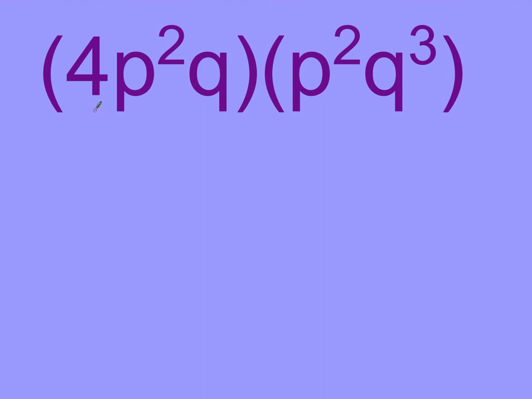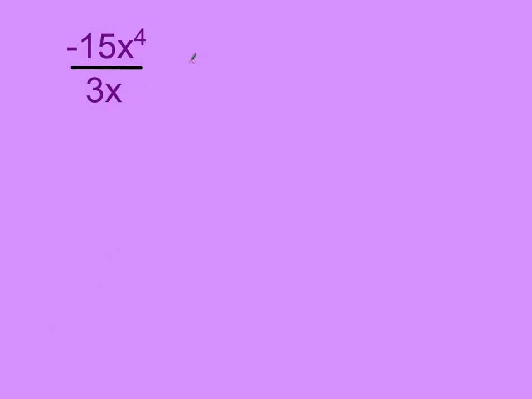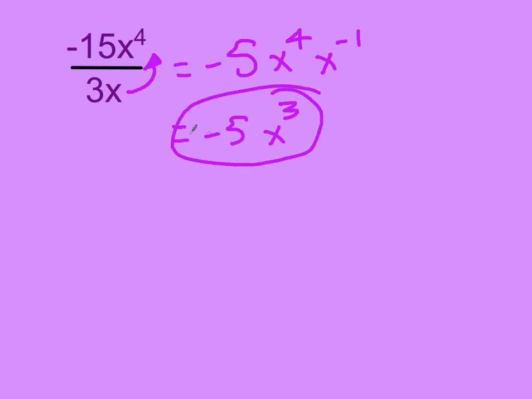Okay, another example similar to the last one, you get 4. The p's, you add the exponents, p to the 4th. Q, you add the exponents. 1 plus 3 is 4 again. Here's the simplified version of that. Negative 15 over 3 is equal to negative 5. X to the 4th. Now if I bring this x up into the numerator, I get x to the negative 1. And then you add the two exponents together. 4 plus negative 1 is 3. You also could have thought of it as one of these x's canceling and being left with 3 x's on the top.